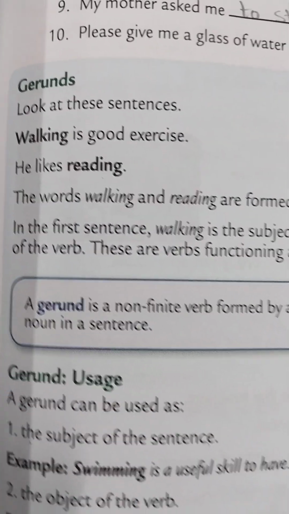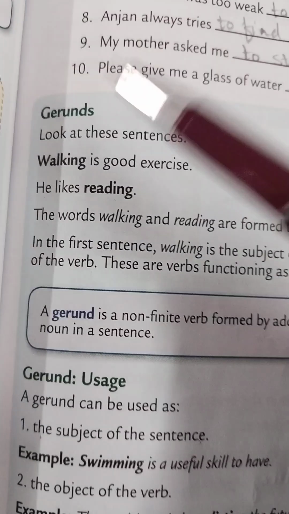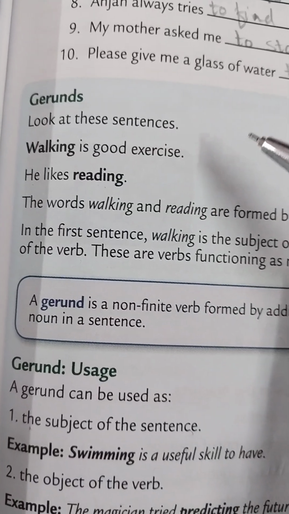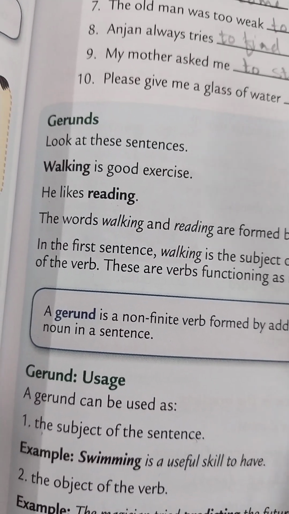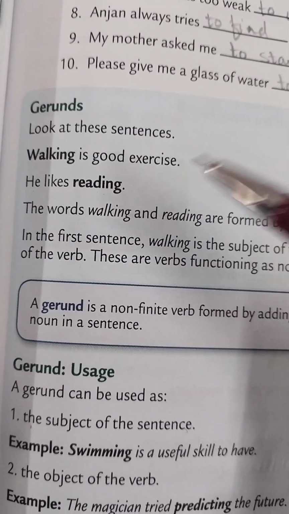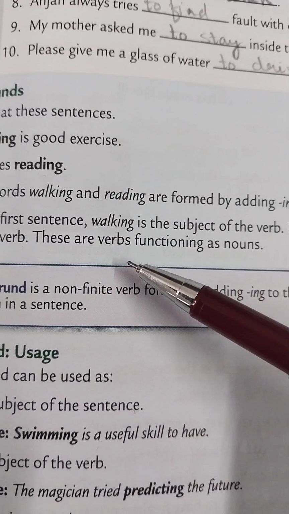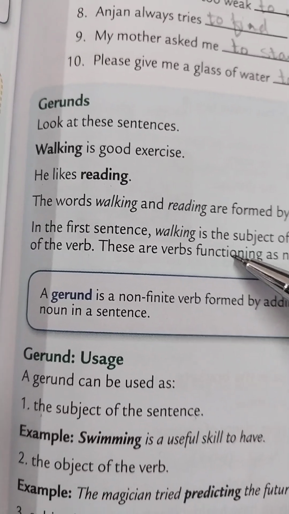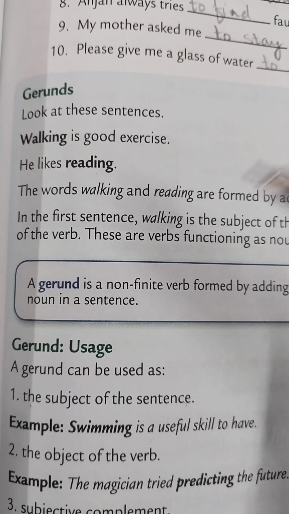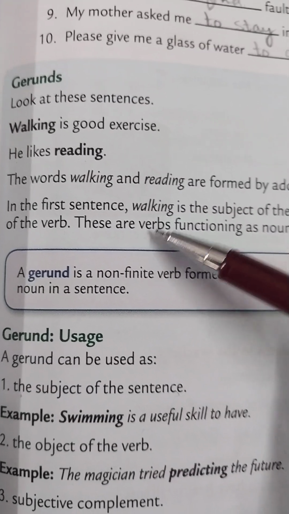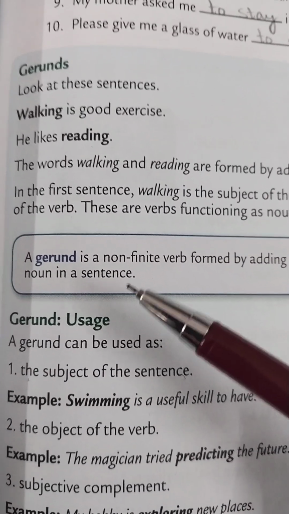So in the first sentence, walking is the subject of the sentence, and in the second sentence, reading is the object of the sentence. So they are working as nouns in the sentence. The verbs which function as nouns are called gerunds. The verbs which function as nouns in a sentence are called gerunds. So what is a gerund?